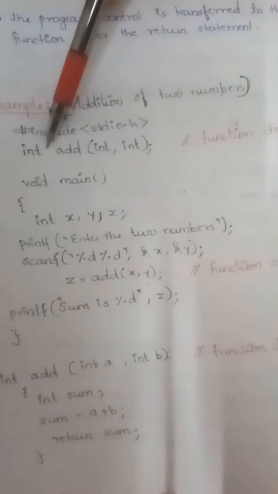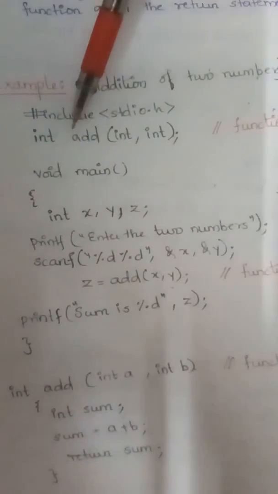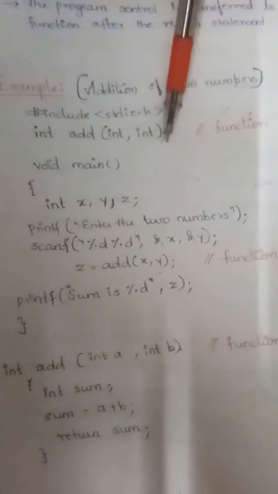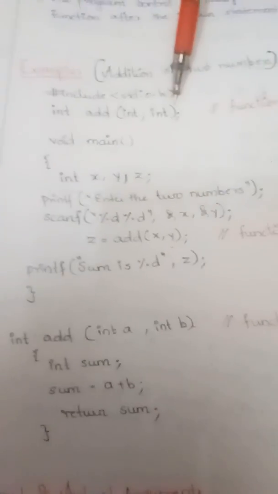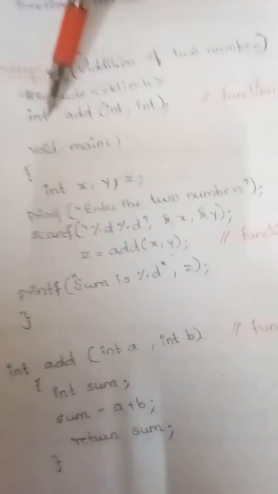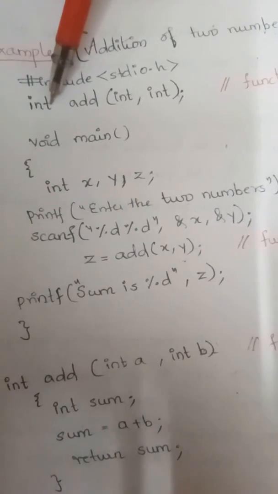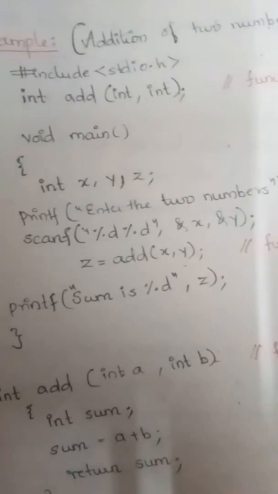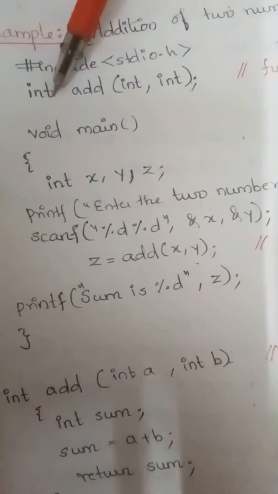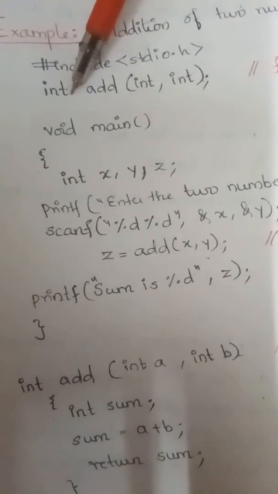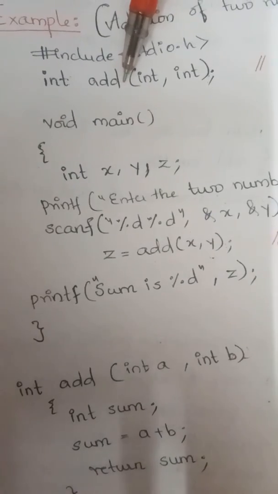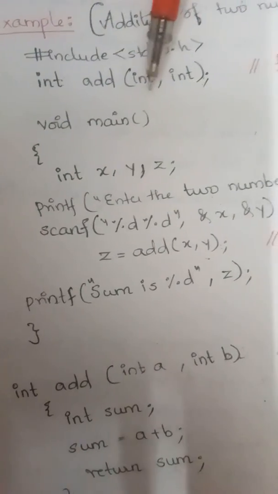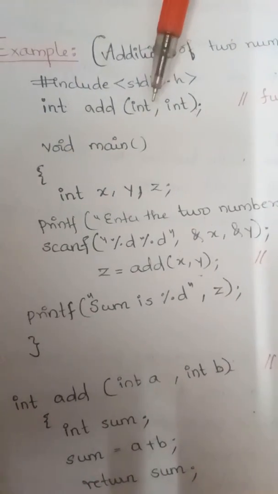The function declaration syntax is return type, function name, and in brackets you specify the parameter list. Here the return type is int because an integer value is being returned by the function. That is, you are adding two integer values, so automatically the return type will be int. The function name that I am giving is add, and in the parameter list we have two parameters.